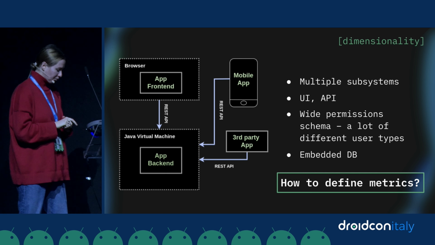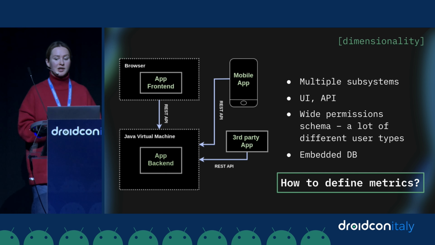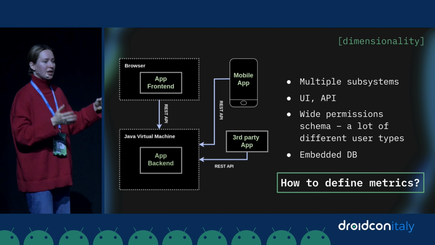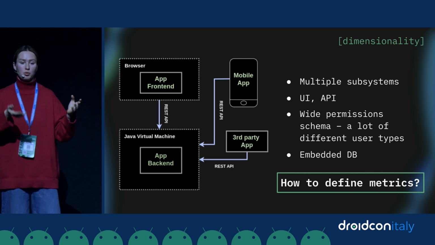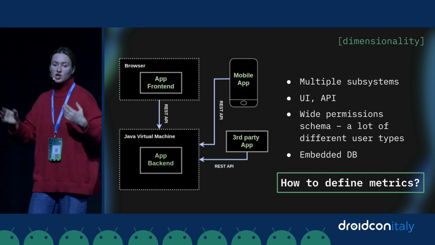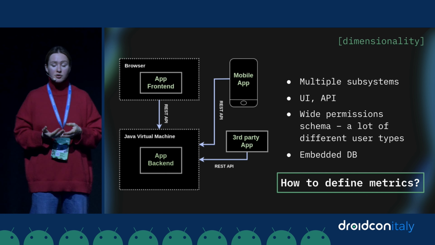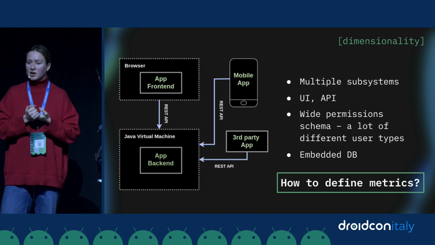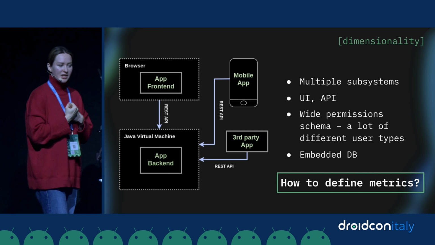So here we're going to talk about the dimensionality of metrics. And let's say you have a big system which already contains of the classical application with backend and frontend. Also, it has third-party apps which are using it by API. And also you have mobile app. And you need to somehow track everything in this application. So it contains multiple subsystems.